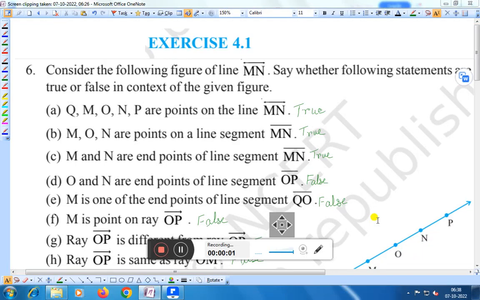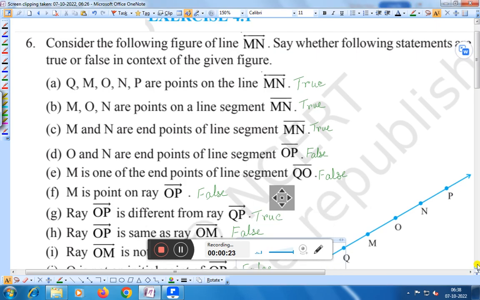Hello everyone. Today we shall discuss exercise 4.1 question number 6. Consider the following figure of line MN. Say whether the following statements are true or false in context of the given figure. Here you see the figure is here. We will find whether the statements are true or false.